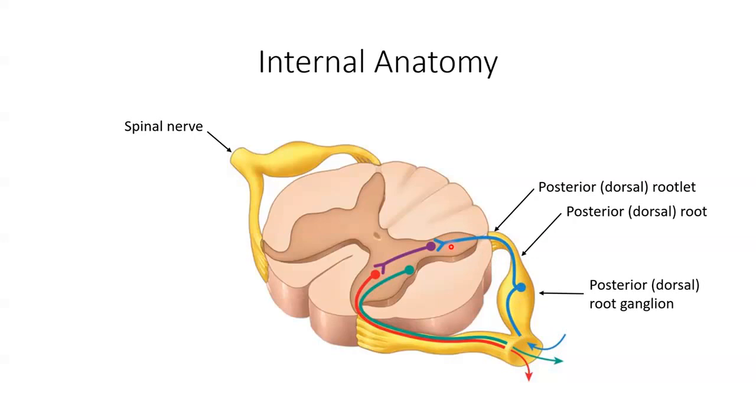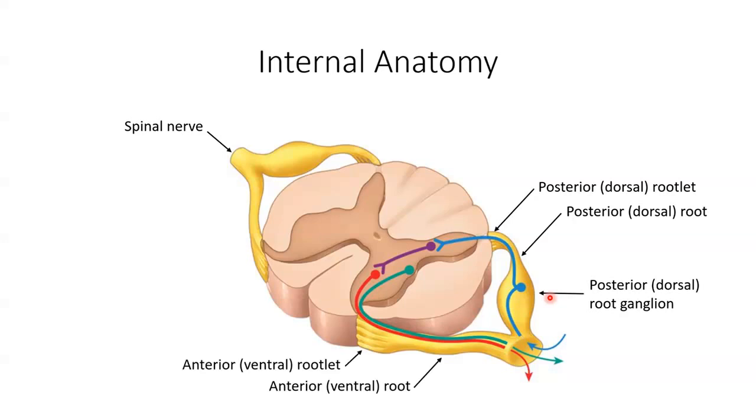Each posterior root also has a swelling, so you can see this enlarged section here, and this contains the cell bodies of sensory neurons. This is because most sensory neurons are unipolar neurons, where the cell body of the neuron actually sits off to the side, and the axons, the dendrites, and the axon terminals are all structured in one kind of continuous process emerging from the cell body.